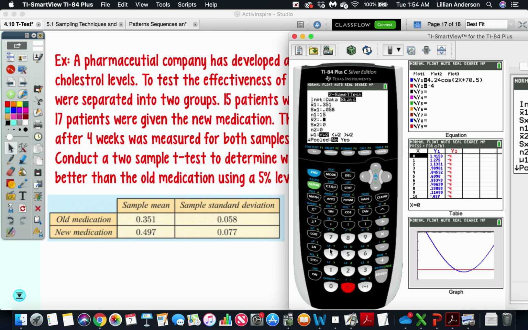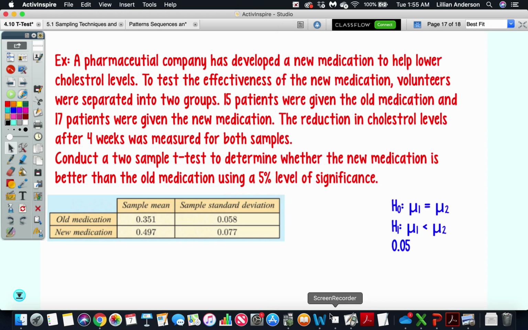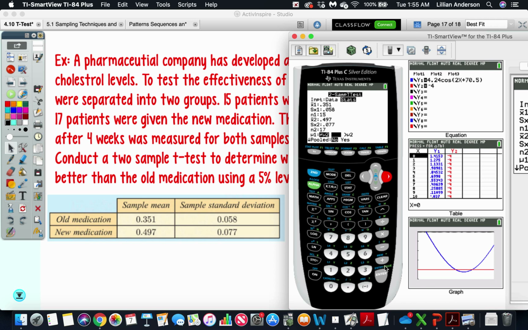I'm going to do the same thing for the new medication, for the mean, the standard deviation, and for n, which is 17 in this case. Again, I need to go ahead and set this. From my alternative hypothesis, it said that it was less than, so I want to make sure that the less than symbol is highlighted. And you want to go ahead and move this part that says pooled to yes. I'll explain that in just a second. So make sure that yes is highlighted by clicking enter, and then go down and calculate.